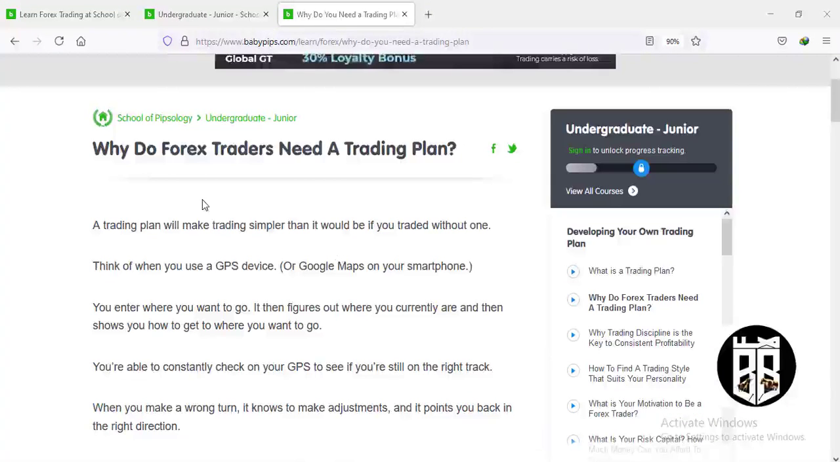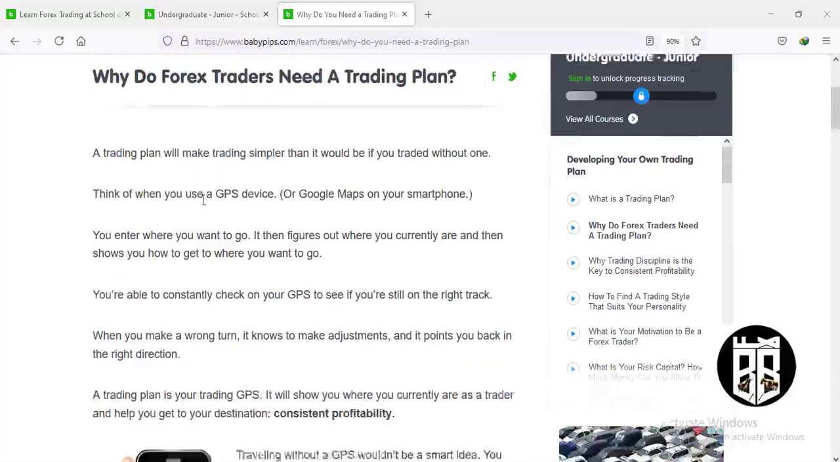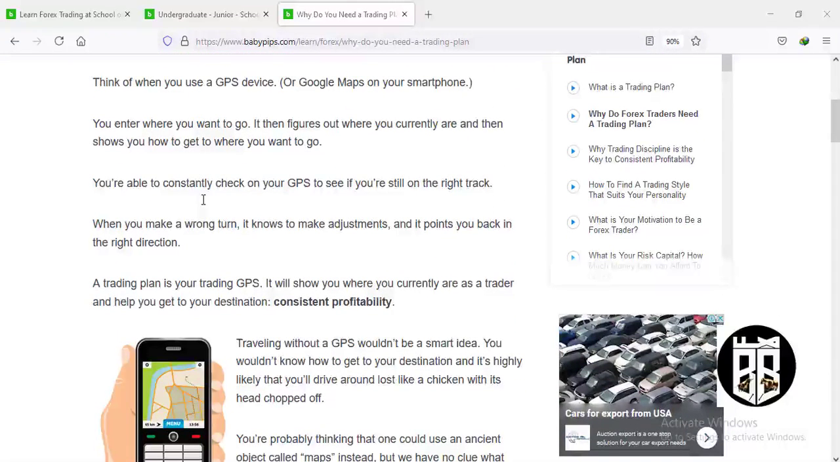So guys, here we are. Why do forex traders need a trading plan? Now, to be very quick, let's just call a trading plan your map, okay, or your GPS. So imagine you are going to a destination you do not know, do not know the direction, and you are going to that place without a map or without a GPS. Okay, so imagine you're hiking without a map, without a GPS. Imagine you're driving to a new place without a map to tell you where you are and the direction to the next place. Okay, how are you going to get there? You're going to get lost or something like that.